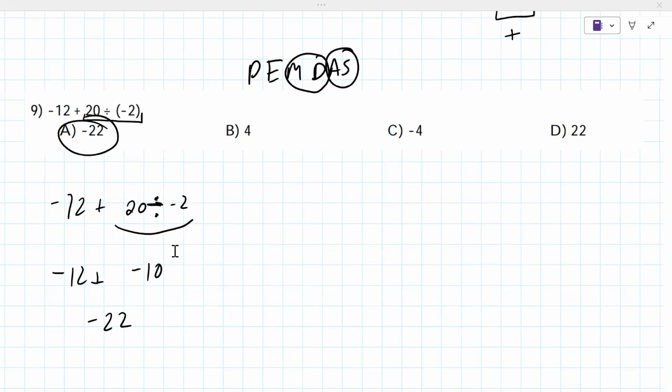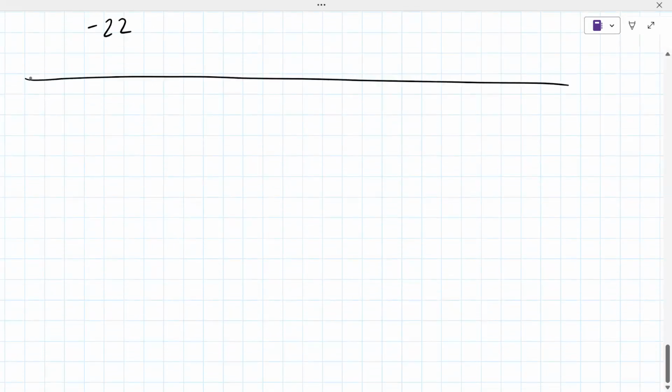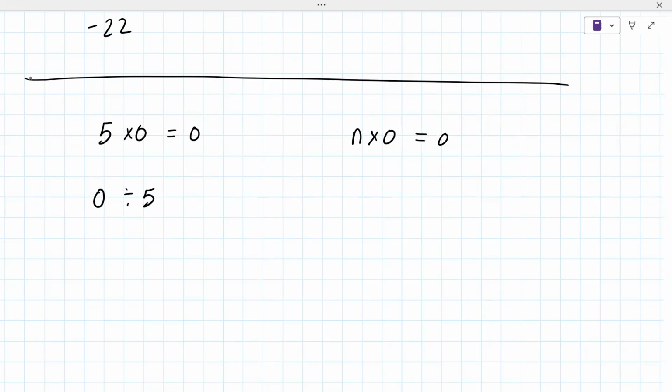All right. So let me review a couple things here before I give you this one. 5 times 0 is 0. So any number times 0 is always 0. Okay. 0 divided by 5 is 0. So 0 divided by any number is always 0. All right, so that will be useful here when you look at this next problem.